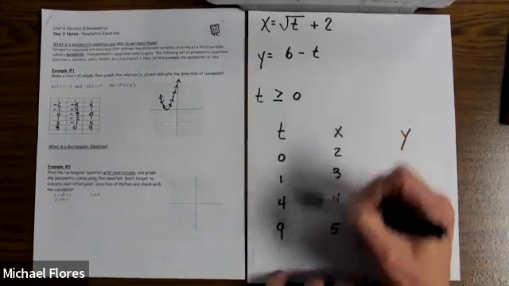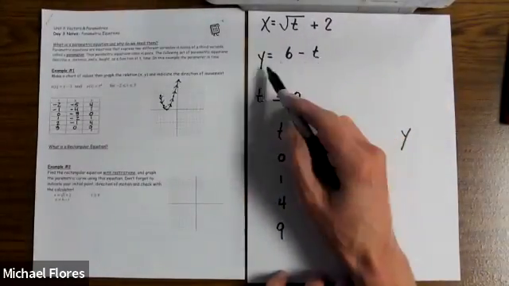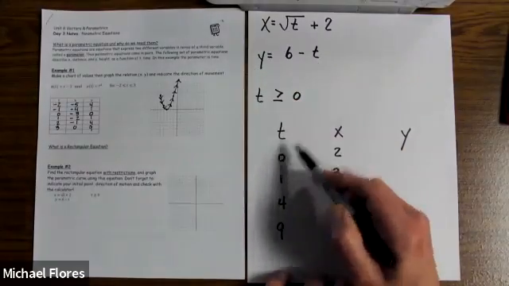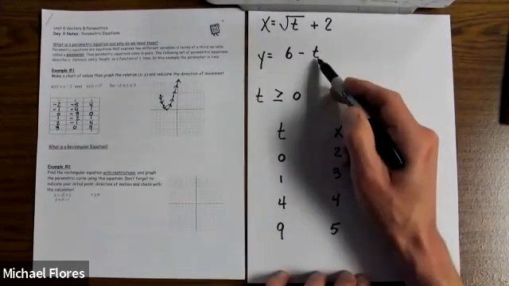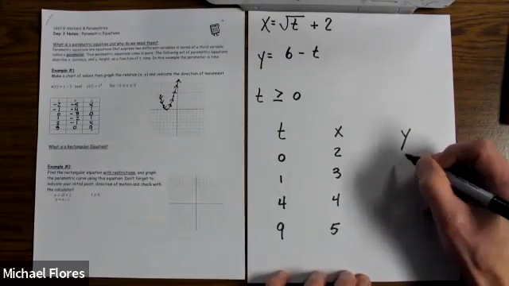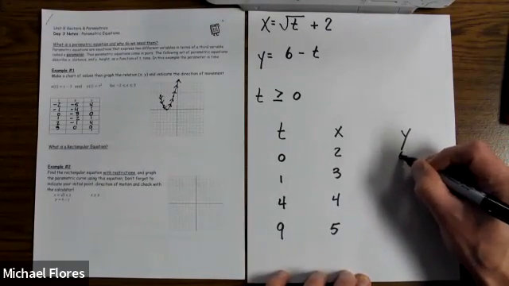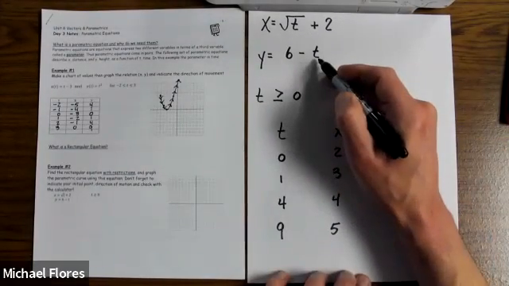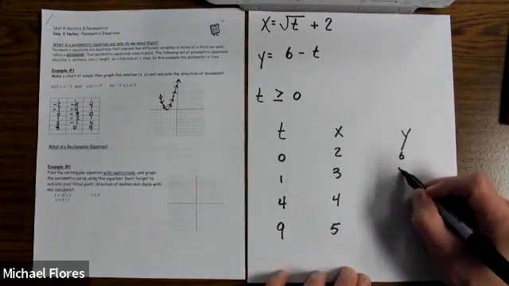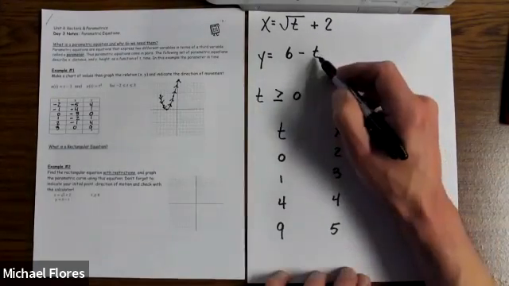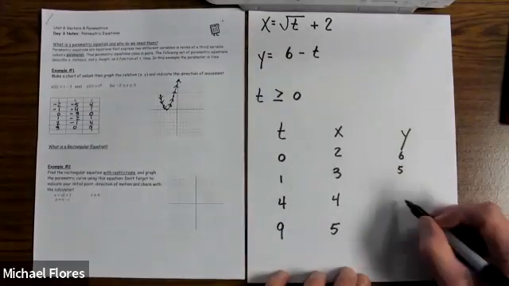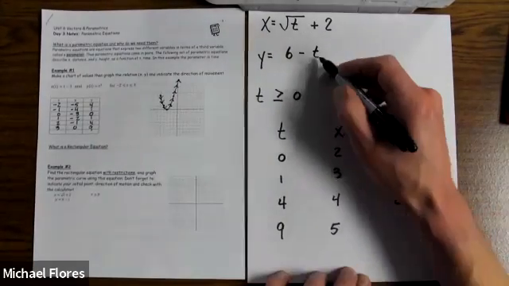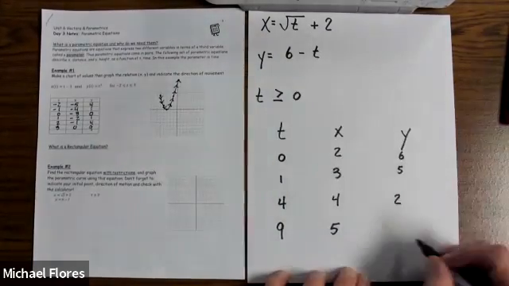Now let's take our t values, plug them in here for t, and that will give us our y equivalent. 0 for t, 6 minus 0 is 6. 1 for t, 6 minus 1 is 5. Plug in 4 for t, 6 minus 4 is 2. Plug in 9 for t, 6 minus 9 is -3.